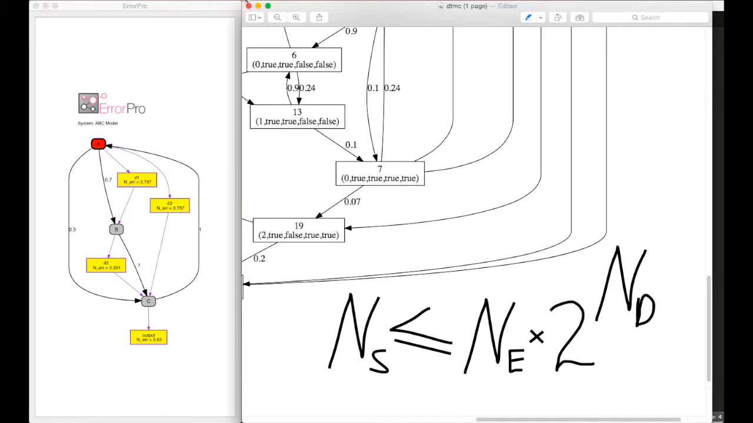That's why in ErrorPro we are using two techniques. First is automatic nesting. We have an algorithm that transforms a big flat model into a hierarchical model, and we compute each level separately. The second technique is data flow slicing. We will tell about them in the next videos.